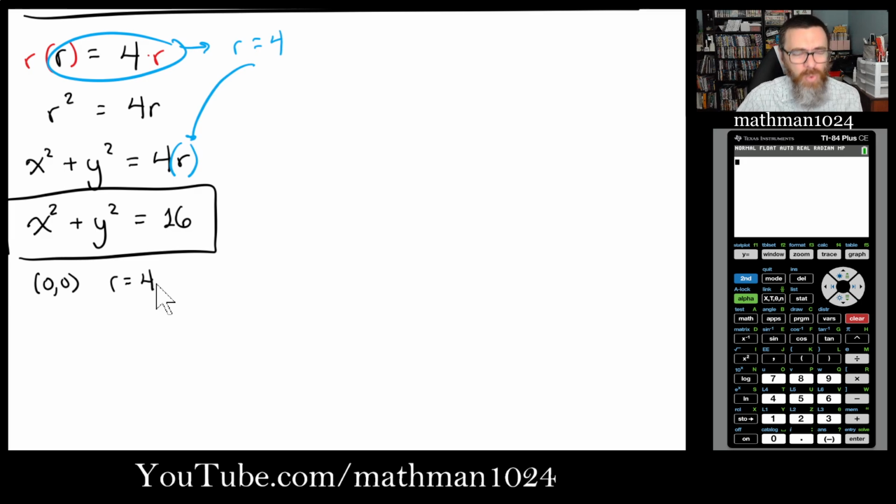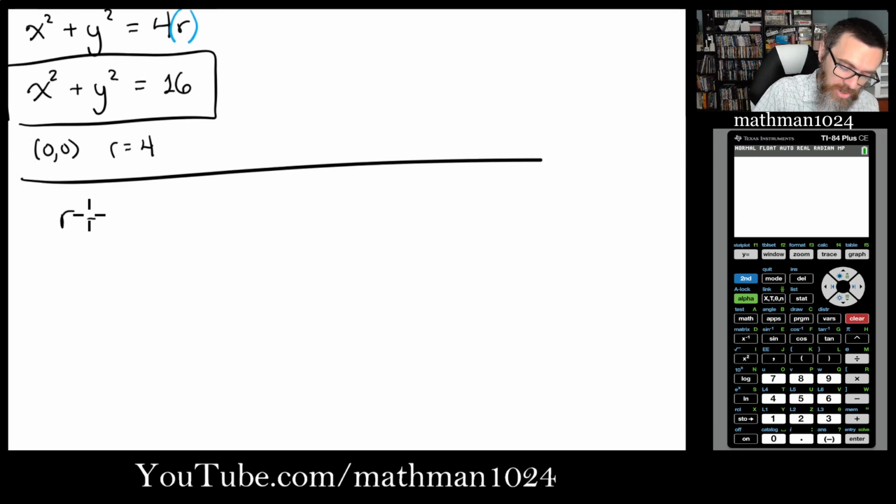Because if r equals 4, it doesn't matter what the theta is. If you were to draw this, your distance from the center, from the pole, is going to be 4 units. So it would be 4 all the way around, which creates a circle. Boom. Isn't that great? Love it.